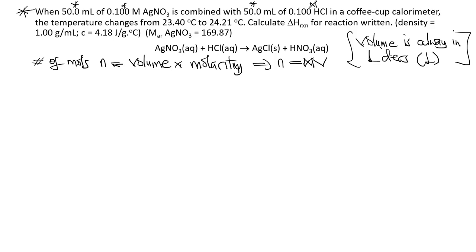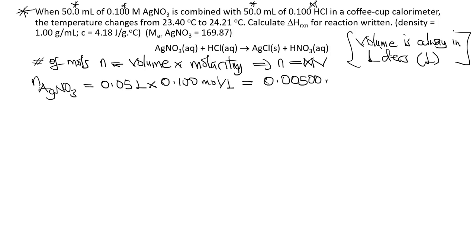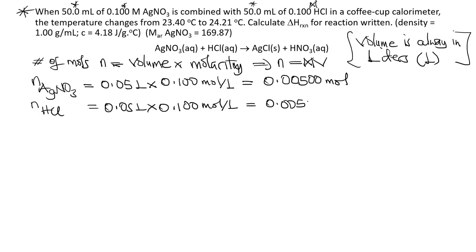So for this problem, the number of moles of silver nitrate is equal to 0.05 liter times the molarity, which is 0.100 mole per liter, which gives us 0.00500 mole. Using the same type of calculation, the number of moles of HCl will also be equal to 0.05 liter times 0.100 mole per liter, which is 0.00500 mole.